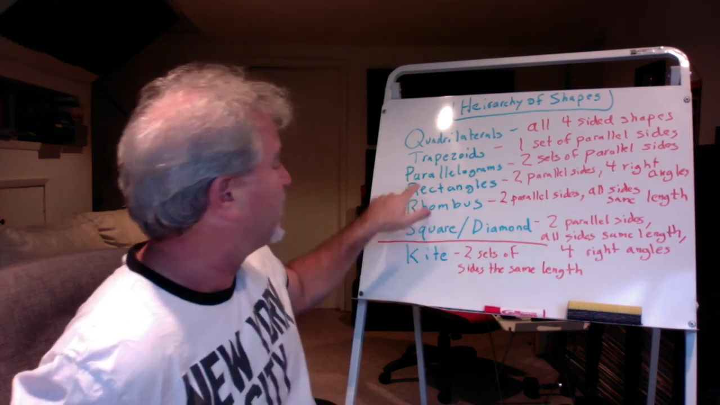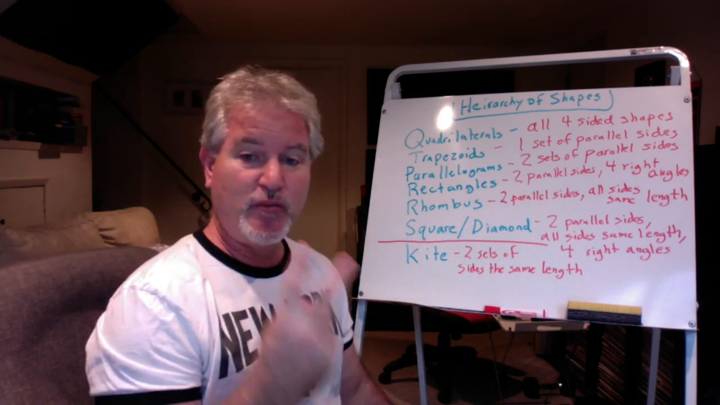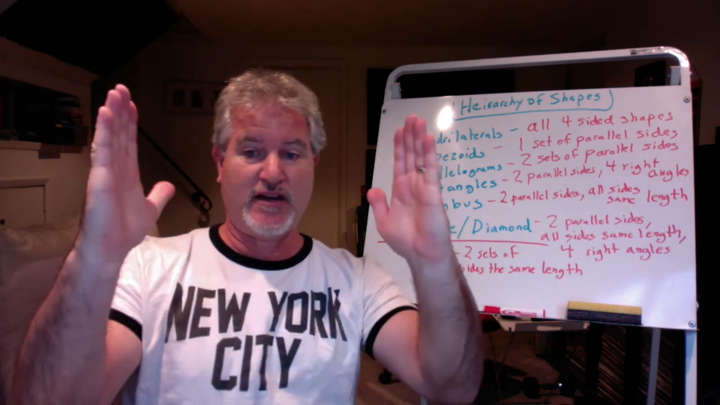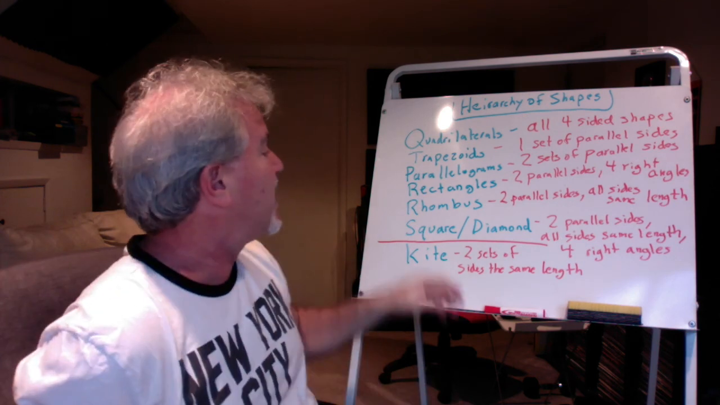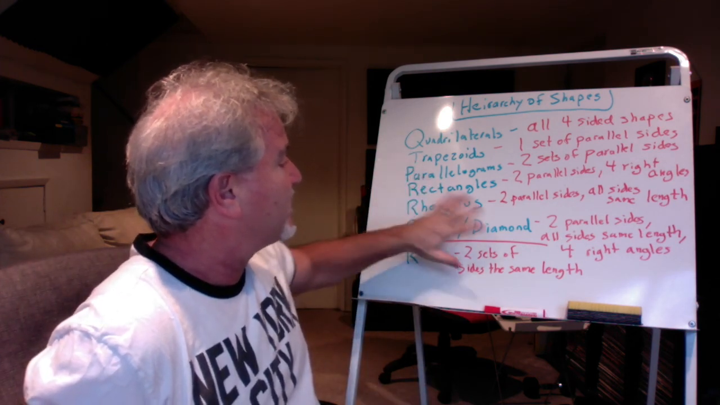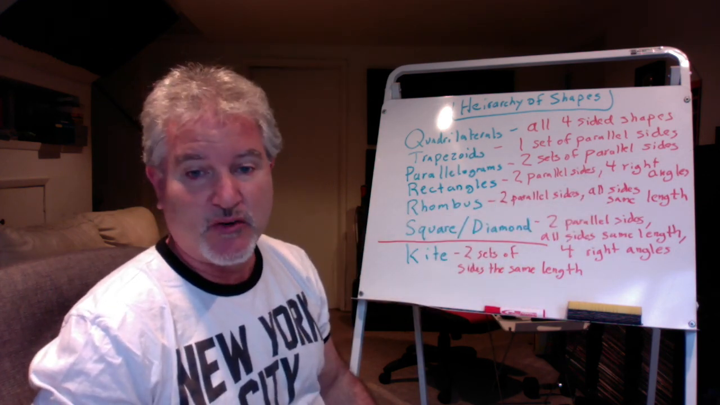We did parallelograms. Now rectangles. The definition of a rectangle is it has to have two sets of parallel sides and it has to have four right angles. Rectangles look like this. They're right angles. So that means anything that has the definition of four right angles can be considered a rectangle.